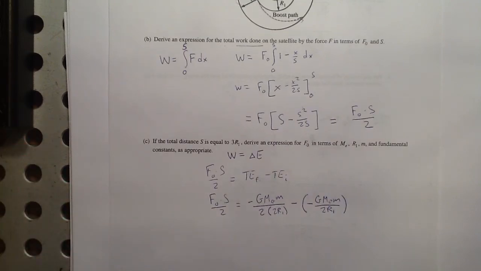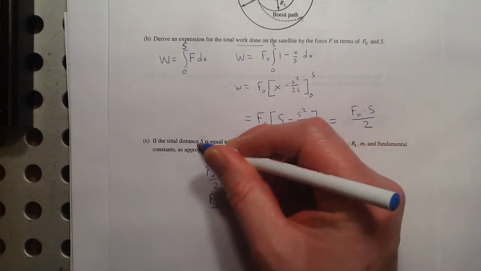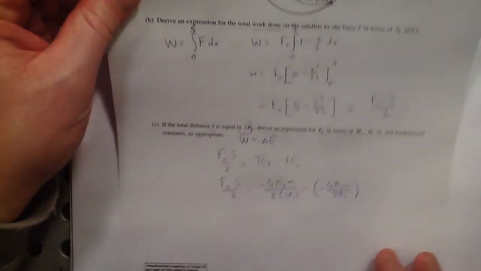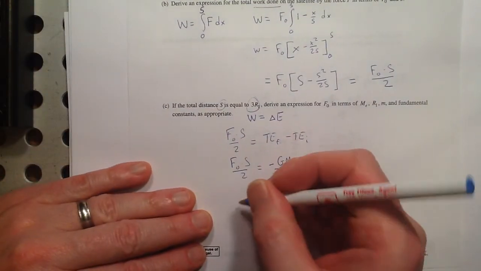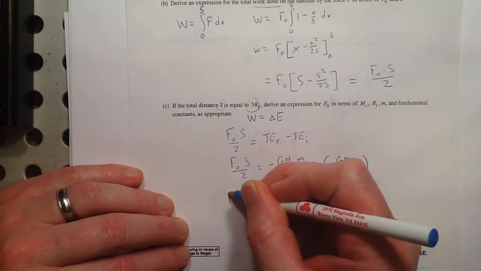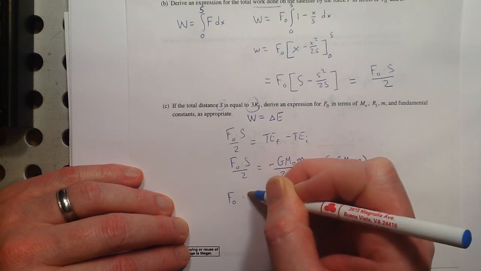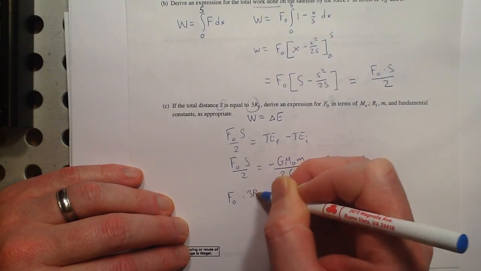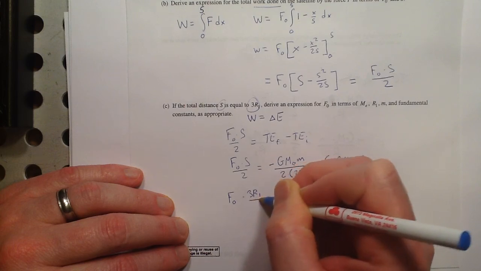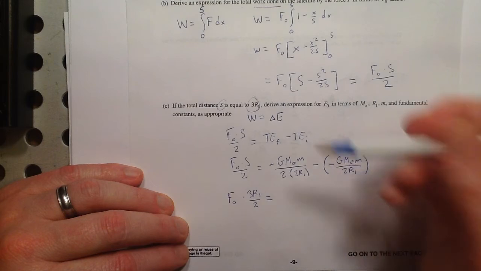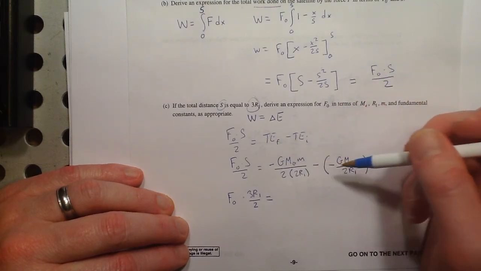And now it's just a matter of simplifying and making some substitutions. They did tell me that s is equal to 3r1. So let's see if we can do that. So that's F of 0 times 3r1 over 2 equal to, and this is going to be positive here.